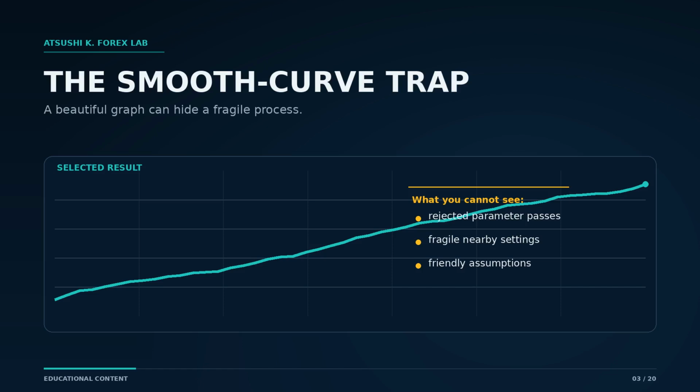This is why a smooth curve can be so persuasive. Our eyes reward consistency. We see a clean upward line and immediately translate it into words such as stable, reliable, or safe. But the graph does not show how many alternatives were rejected before this one was selected. It does not show whether a small parameter change destroys the result. And it does not show which assumptions were generous. Before asking how much the strategy made, ask a better question. How easy was it to make this report look good?